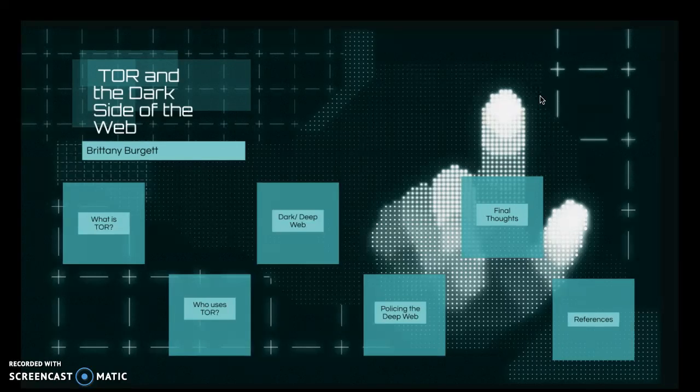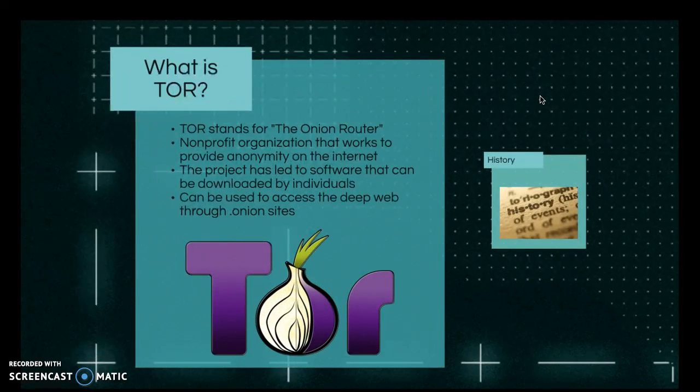So first we're going to start off with what is Tor. Tor is an acronym that stands for the Onion Router. It's a nonprofit organization that works to provide anonymity on the internet. The project has led to software that can be downloaded by individuals and works to stop anyone from learning your location or IP address or your browsing habits. It can also be used to access the dark or deep web through .onion sites instead of .com or .net.